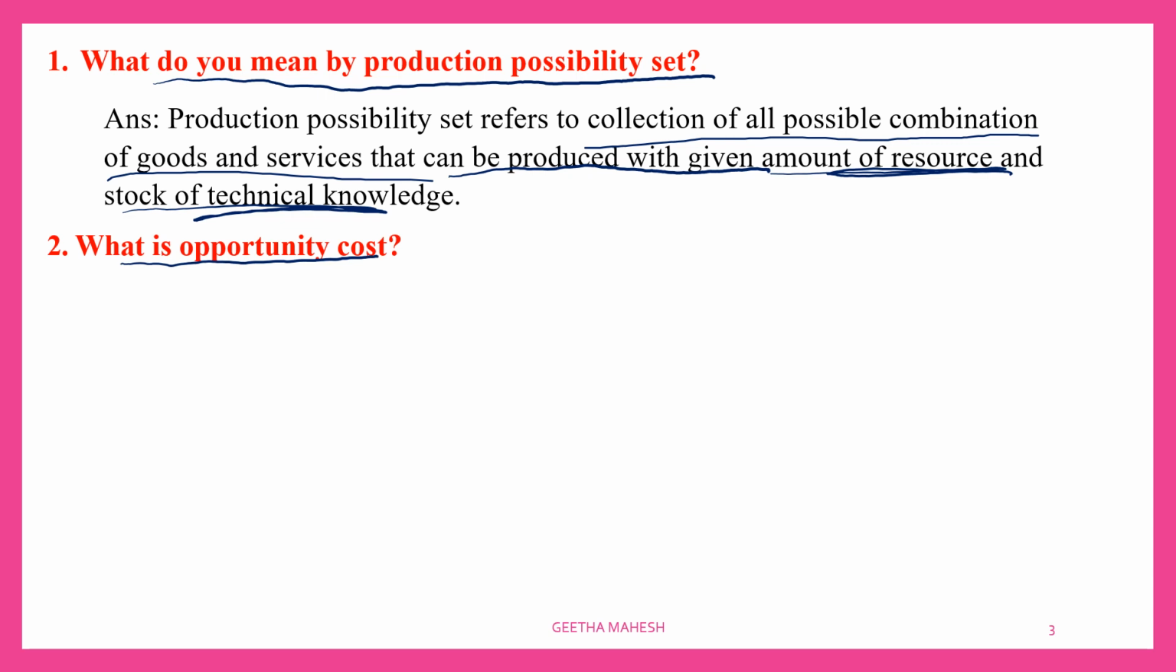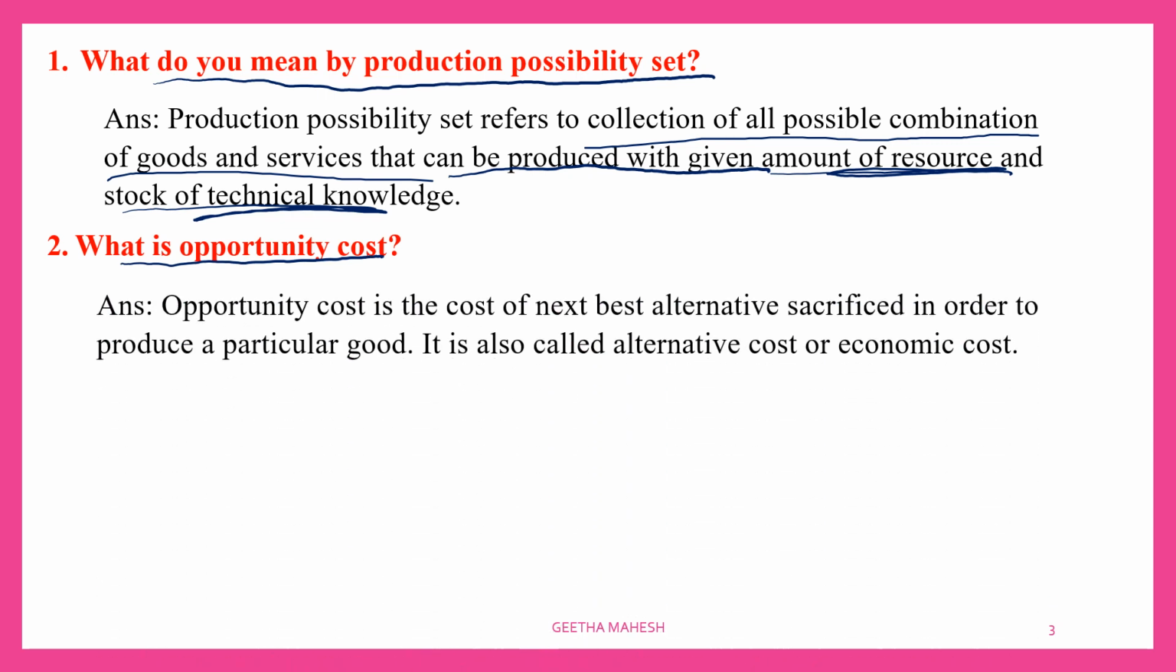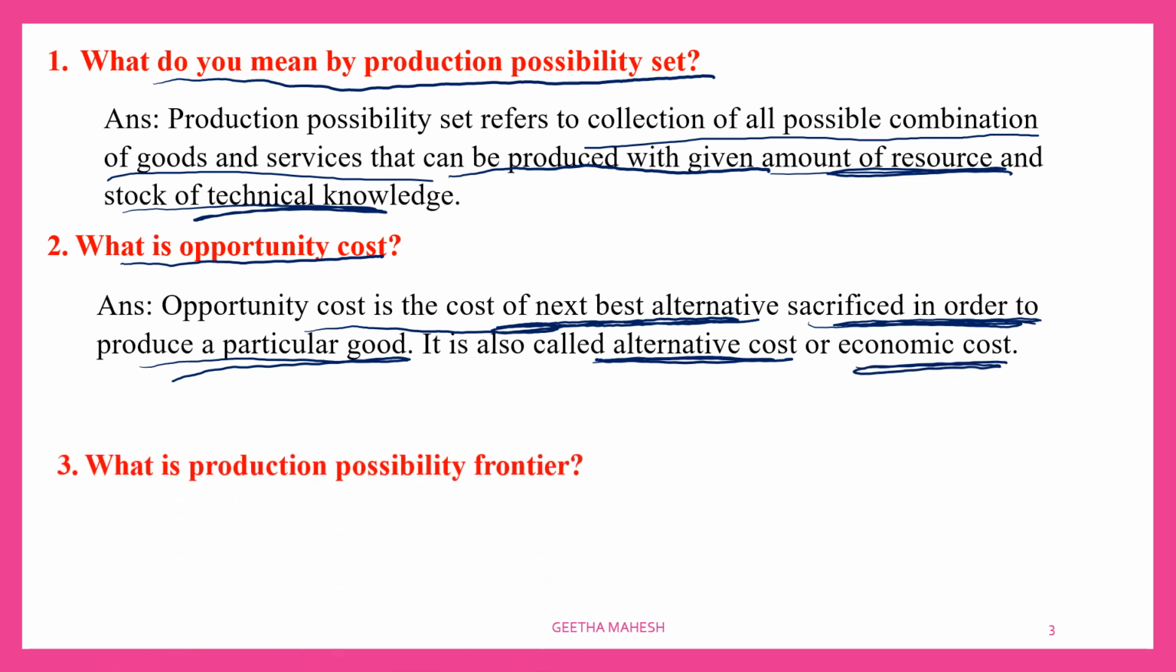What is opportunity cost? Opportunity cost is the cost of the next best alternative sacrificed in order to produce a particular good. So, the second best which you are going to sacrifice for the sake of the first best, we call it as opportunity cost. It is also known as alternative cost or economic cost.